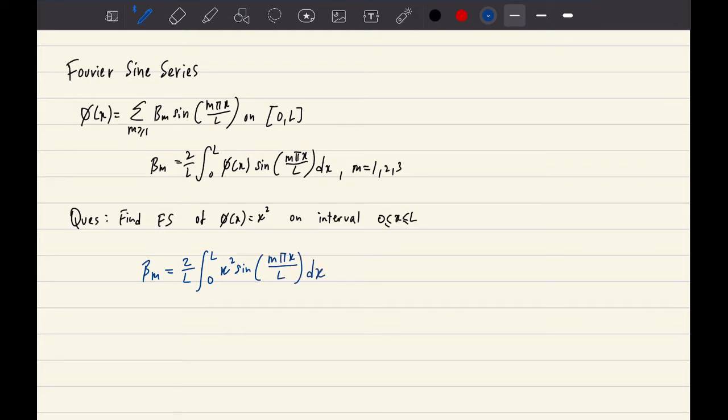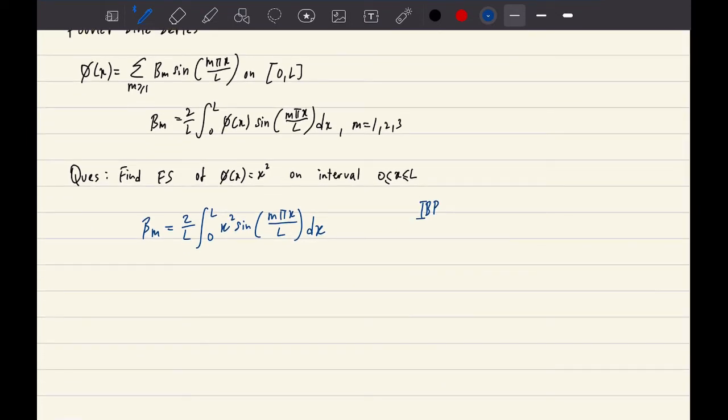dx. We are basically done. We just need to figure out what the integral is by using integration by parts, IBP. It's easy enough to see, I hope. If not, future Rowan, you need to revise more. So let u be equal to x squared, and dv equal to the rest of it, sine of m pi x on L dx.